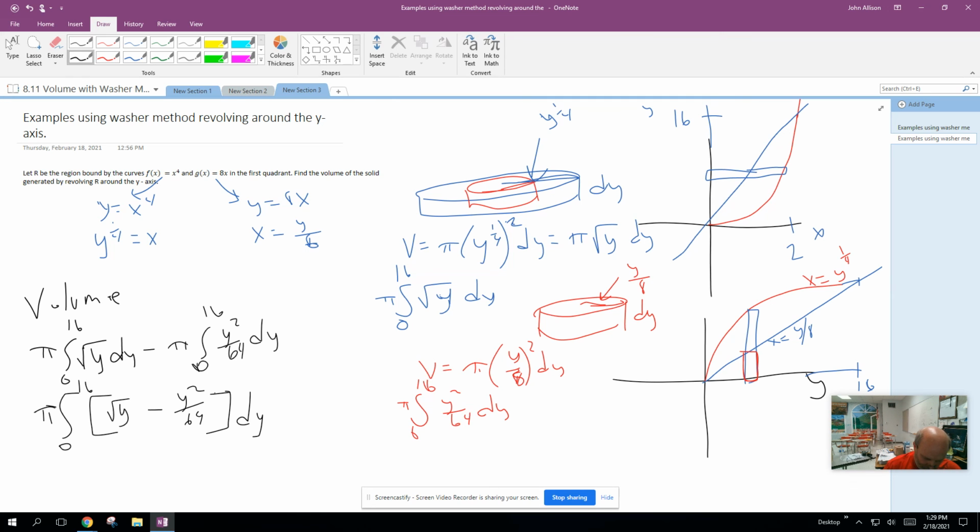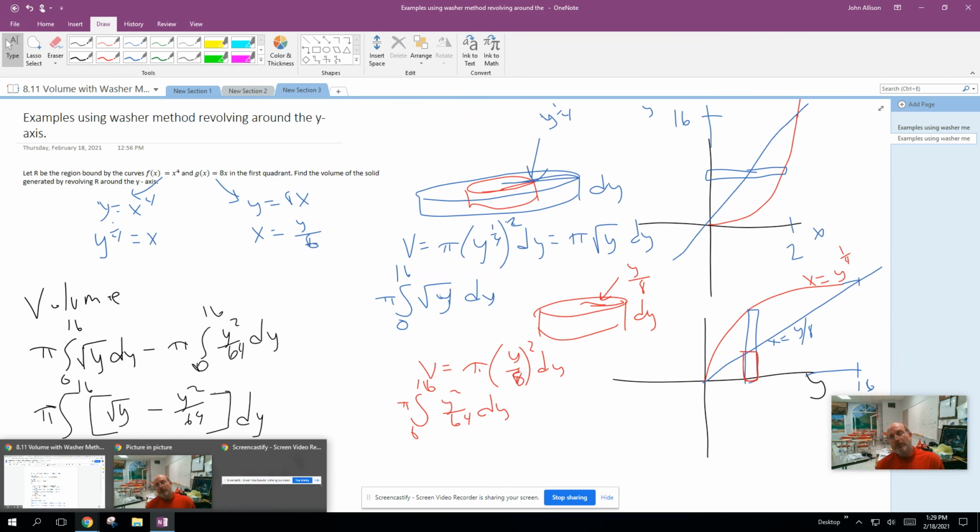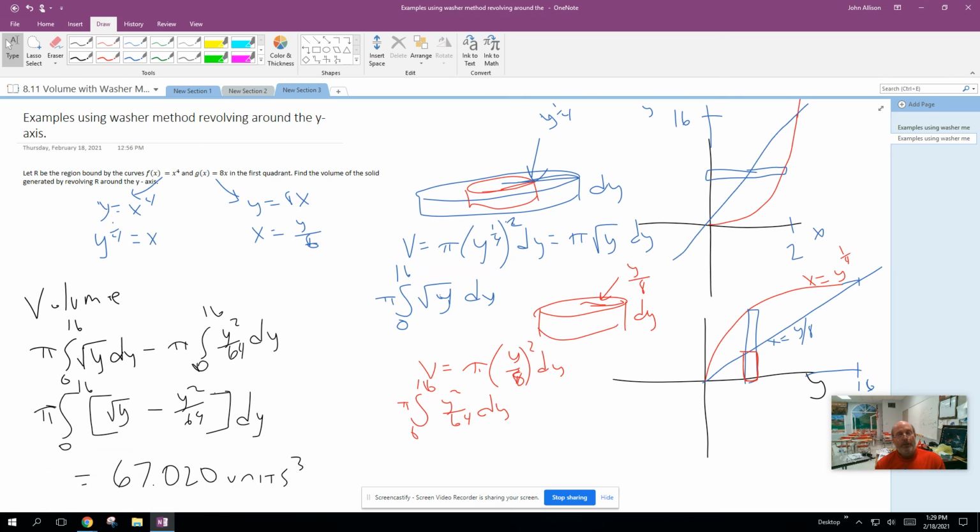And I get 67.020 or 67.021, depending on if I round or chop. 67.020. I'm always going to chop just because I won't round wrong that way. That's units cubed, my volume. And that's how we do the washer method revolving around the y-axis.